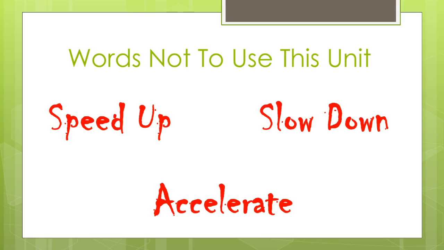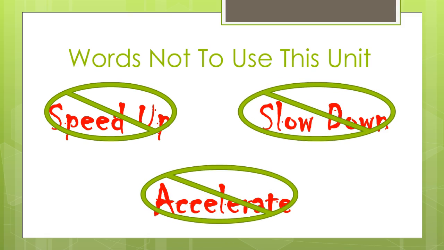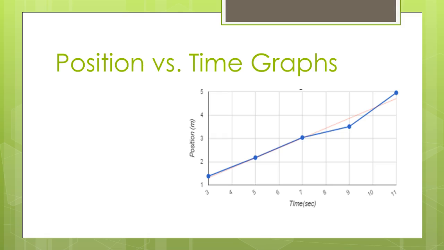Whenever we talk about constant velocity, we do not use the following words: speed up, accelerate, or slow down. An object that's moving at a constant velocity does just that. It stays the same velocity throughout the entire motion. It does not speed up, it does not slow down, it does not accelerate. It starts and stops at the same exact velocity.